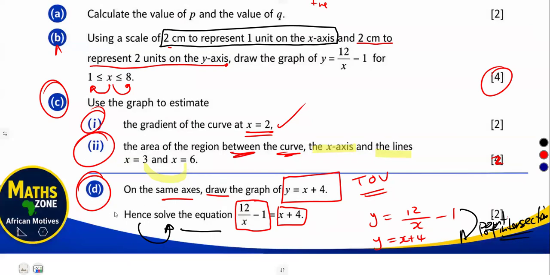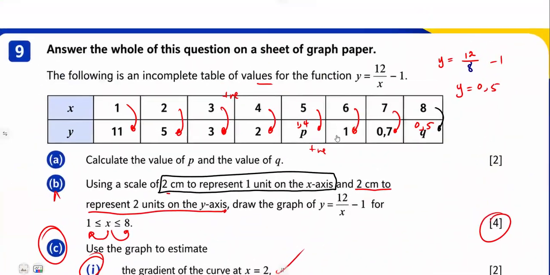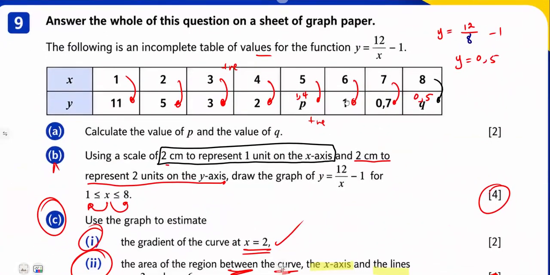Just like that. It's all about revision. You see, guys, we have answered the whole question just like that. Let's do revision, all right? We're going to look into other revisions later.